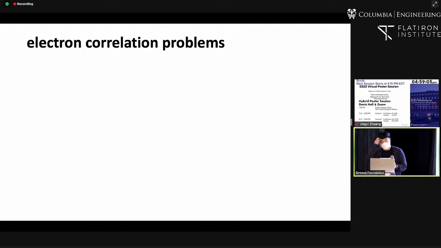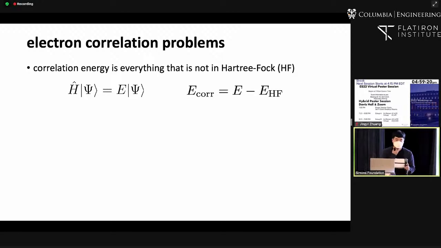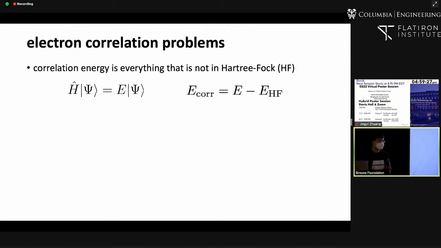Before I go on with the details of this work, I'm an electronic structure theorist, and there is no better slide to start with than one on electron correlation problems. So let me tell you a little bit about what I mean by electron correlation for the purpose of this talk. We define the correlation energy as everything that is not included in Hartree-Fock theory. And Hartree-Fock theory, as you all know, is a mean field approach to the electron correlation problem.